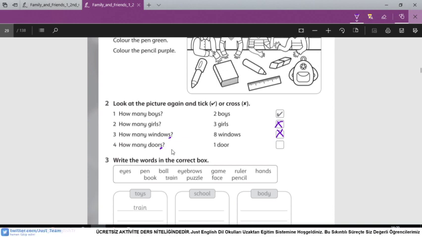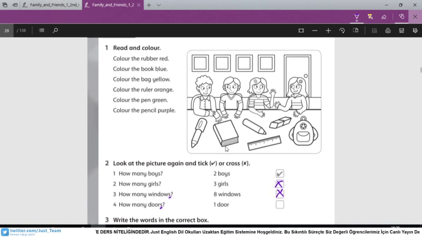How many doors? And it says 1 door. Tick or cross? One door, and which one is the door? I think this is the door. So, how many doors are there?